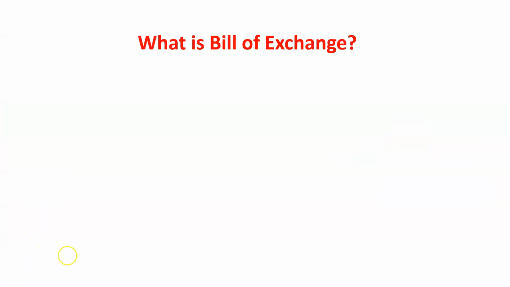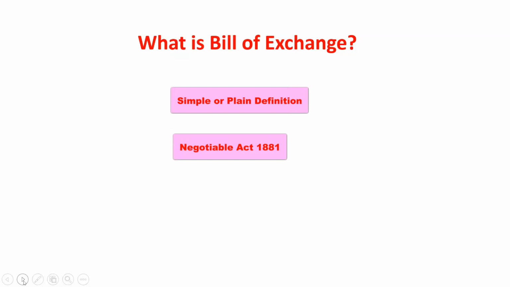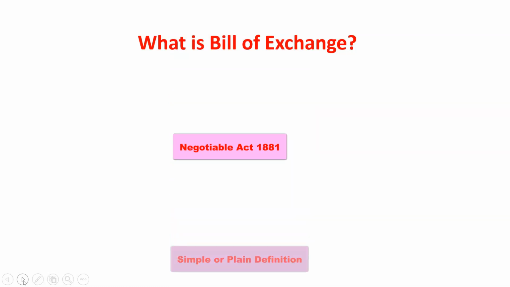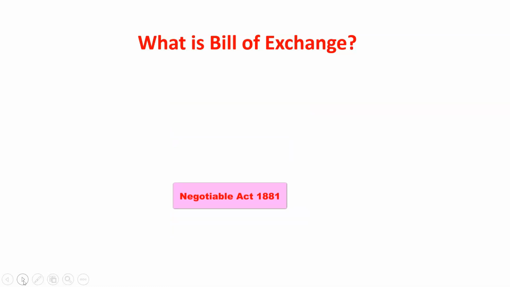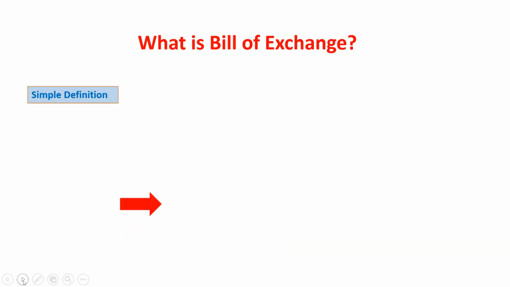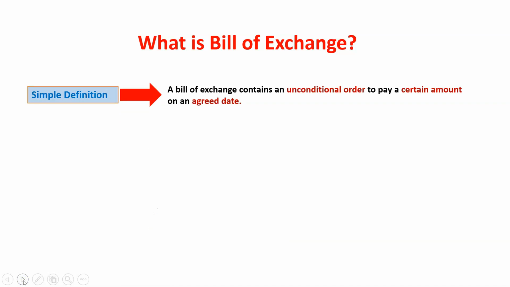After looking at an example of how a bill of exchange works, we can now look at the actual definition of it. We can talk here about two definitions of bill of exchange. One is a simple or plain definition, and the other is as per the Negotiable Instruments Act 1881 of India. A bill of exchange can be defined in simple words as containing an unconditional order to pay a certain amount on an agreed date. The key words here are unconditional order, certain amount, and agreed date that are worth your attention.